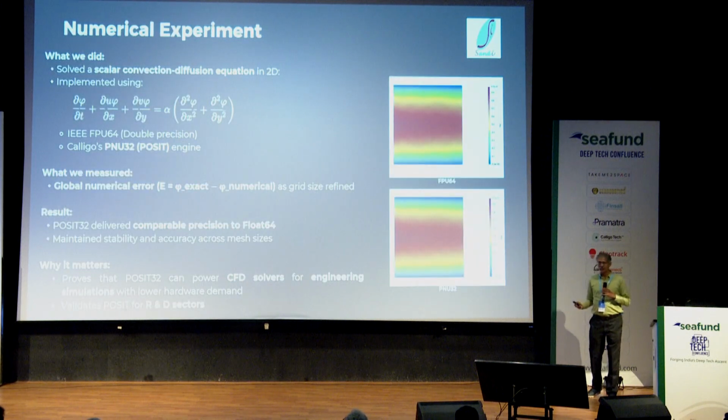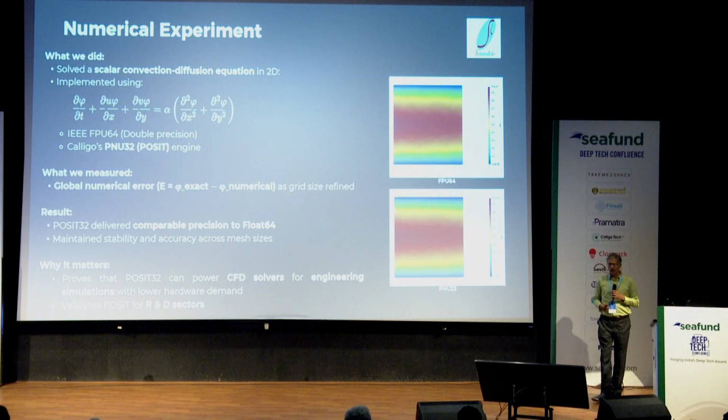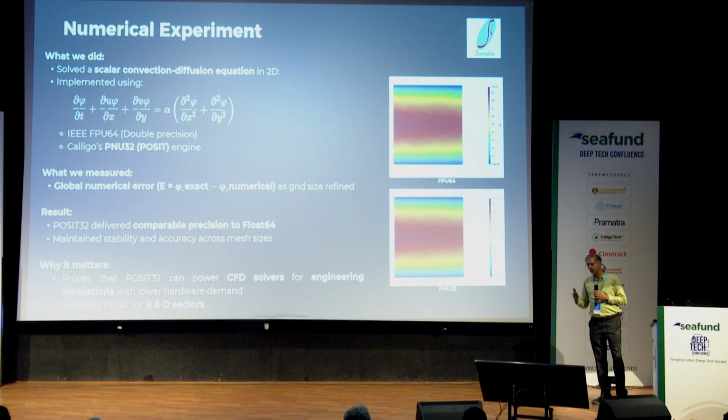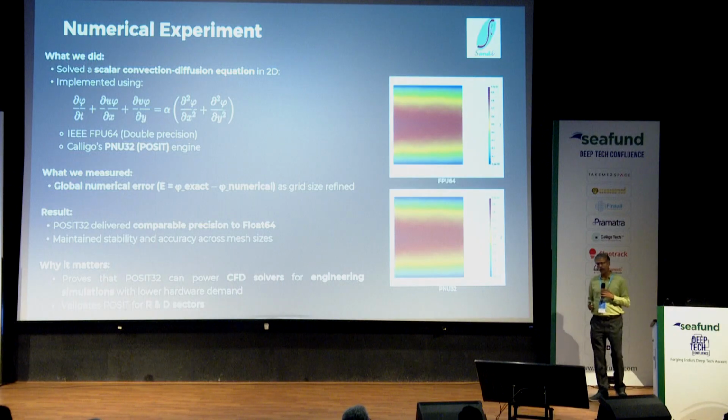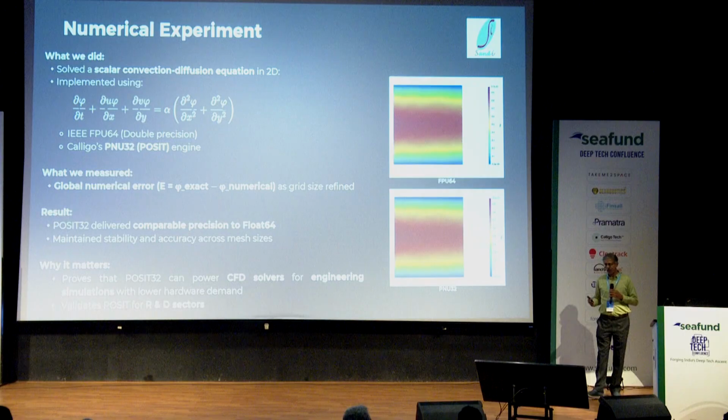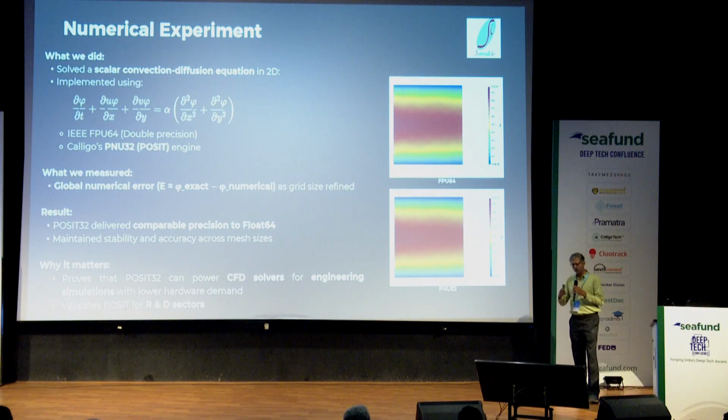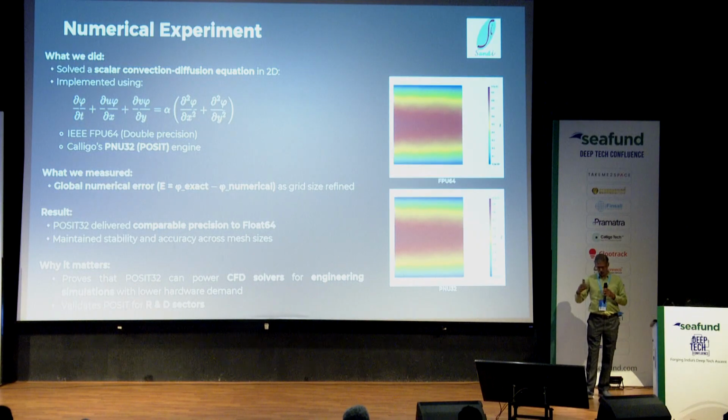So with this, we started with Calligo with a very basic numerical experiment where we solved a scalar convection diffusion equation, which is basically a partial differential equation that looks like that. We have done analysis for the double precision IEEE as well as Calligo's Posit 32 engine. And what we measured was the global numerical error as the grid gets refined. This is a very classical way of looking at the error in numerical computations if you really want to dive deep into it.